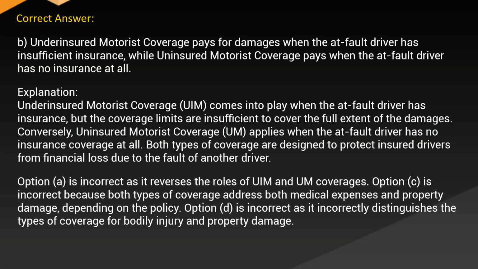Both types of coverage are designed to protect insured drivers from financial loss due to the fault of another driver. Option A is incorrect as it reverses the roles of UIM and UM coverages. Option C is incorrect because both types of coverage address both medical expenses and property damage depending on the policy. Option D is incorrect as it incorrectly distinguishes the types of coverage for bodily injury and property damage.